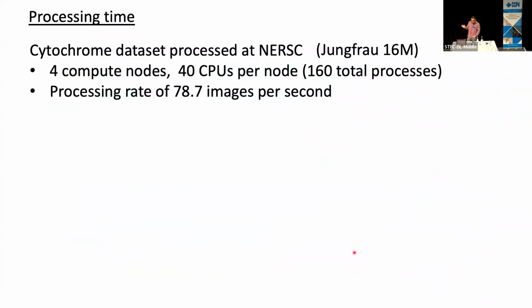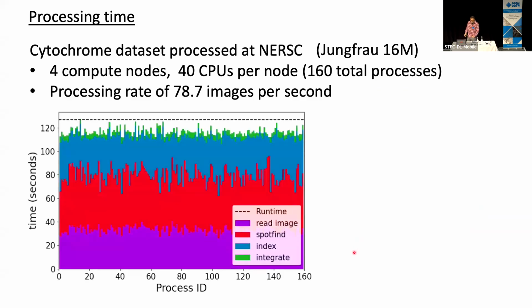So how long does all this take in practice? I have another data set that I was looking at from SwissFEL. This is Jungfrau 16M data, large area detector data. I just wanted to see how fast I can process on NERSC, which is a supercomputer at Lawrence Berkeley National Lab. To be modest, I used 4 compute nodes, which totals about 160 processors. Probably everyone here has access to this kind of computing. And I clocked in at a rate of 78.7 images per second.